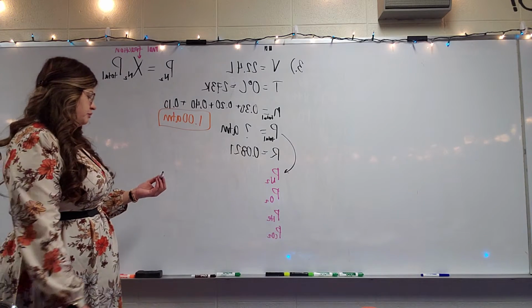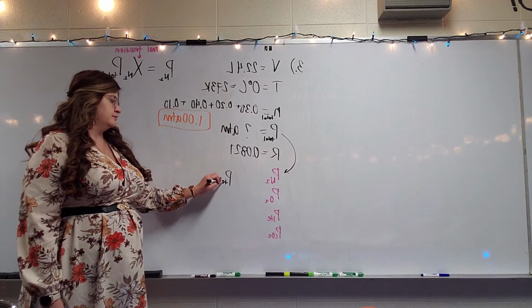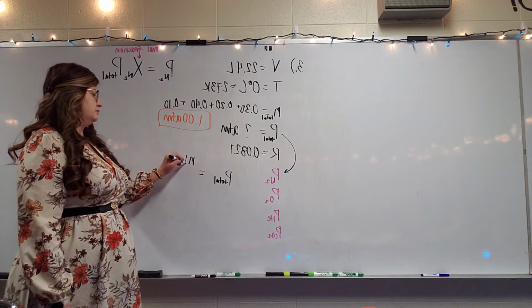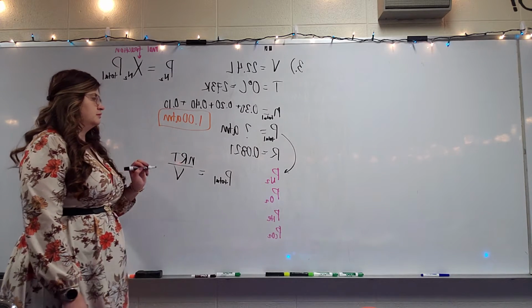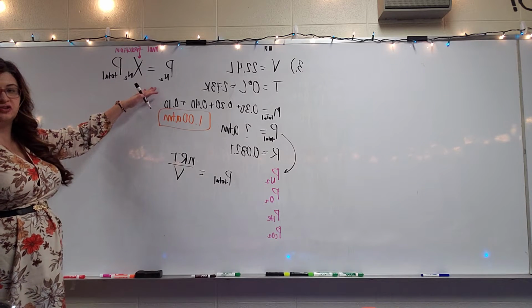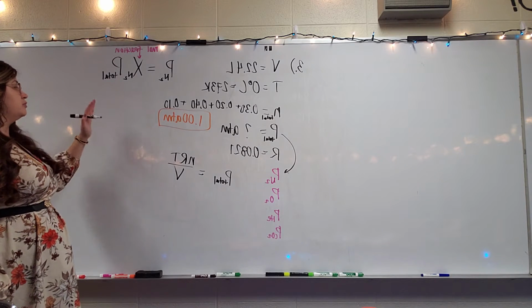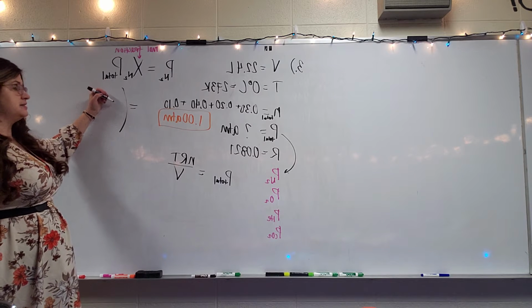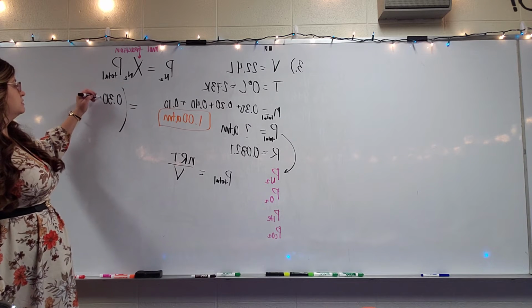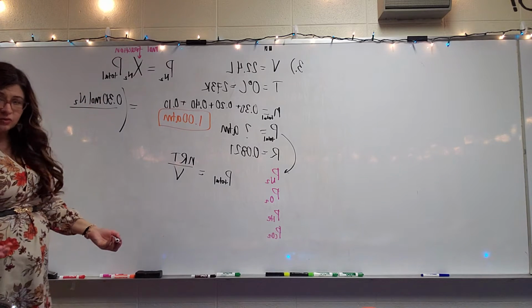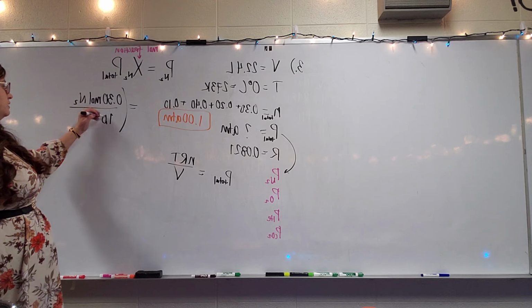Okay, so find P total using your ideal gas law. Once you know what P total is, you can find the pressure for each one of the gases. Remember that the mole fraction is equal to the number of moles of that substance. So in this case, we have 0.3 moles of N2 divided by the total number of moles, which we already calculated as that one.